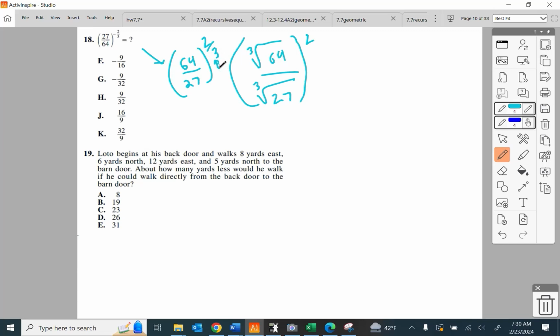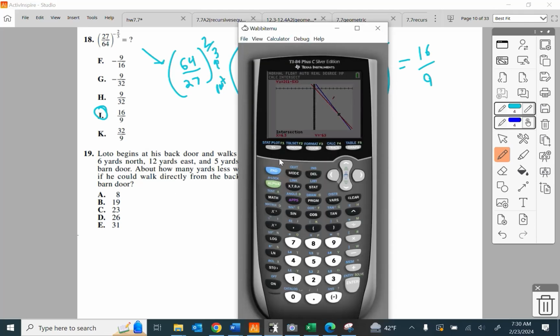So this is the root. That's your root. Now the cubic root of 64 is 4. Cubic root of 27 is 3. And we still have to square. 4 squared is 16. 3 squared is 9. So 16 ninths. Now, that being said, you have a calculator.